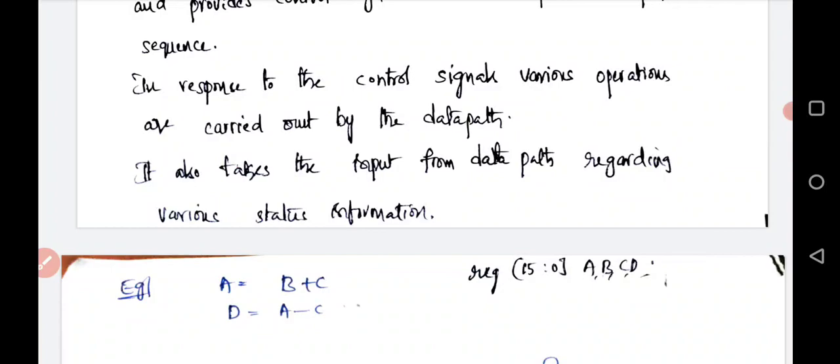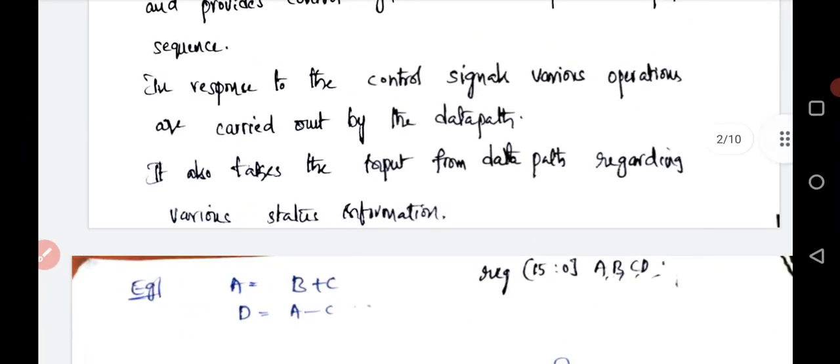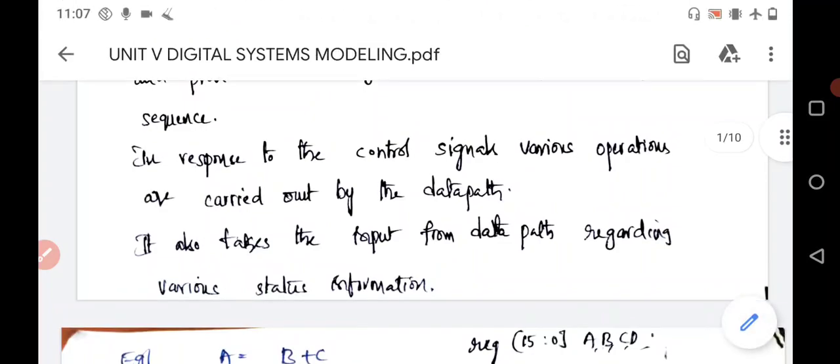It also takes some input from the data path to know the status of the information. Suppose you are performing a lot of operations in the data path, but if you are controlling the system, you have to know the status of that information: how much time it takes, and whether the process is going to be completed or not. This kind of information is obviously required. So for that purpose, the control path also takes input from the data path, right?